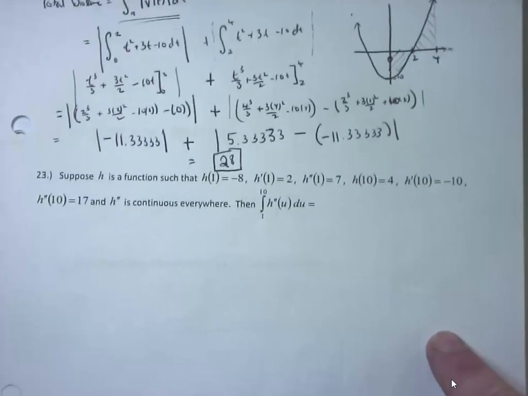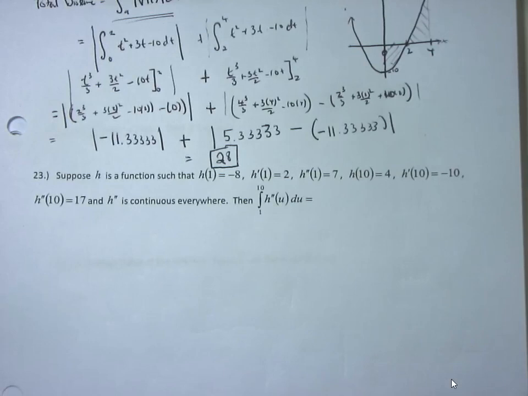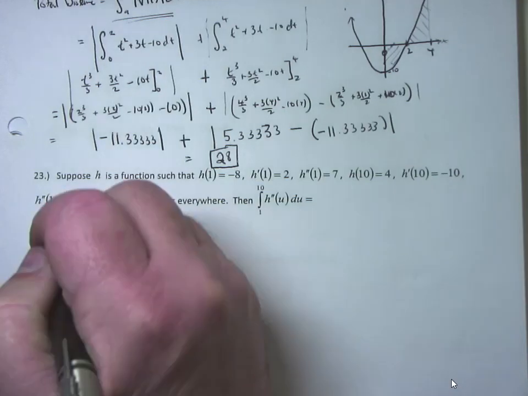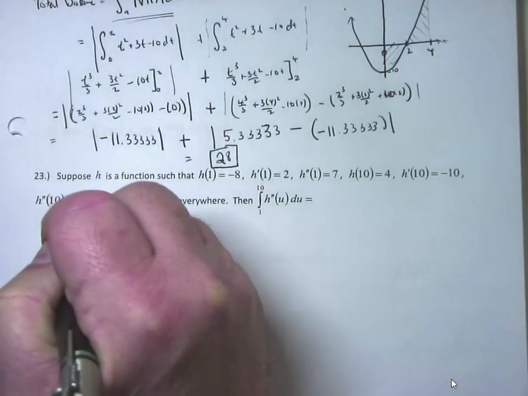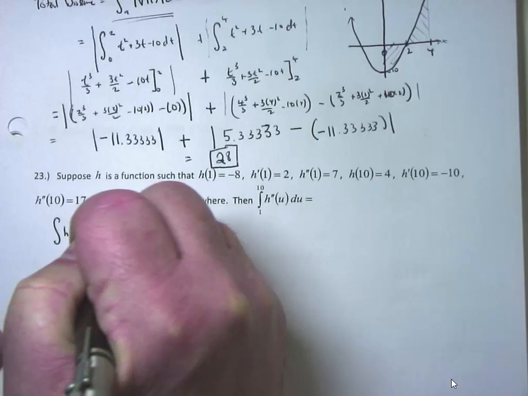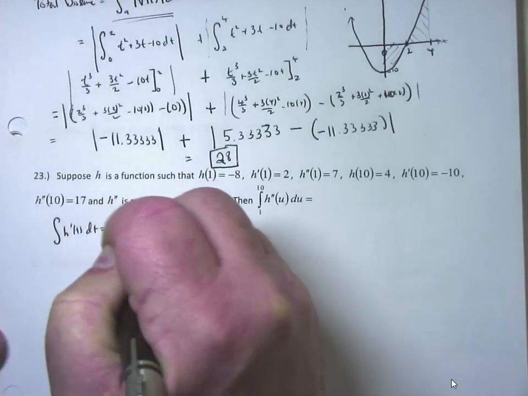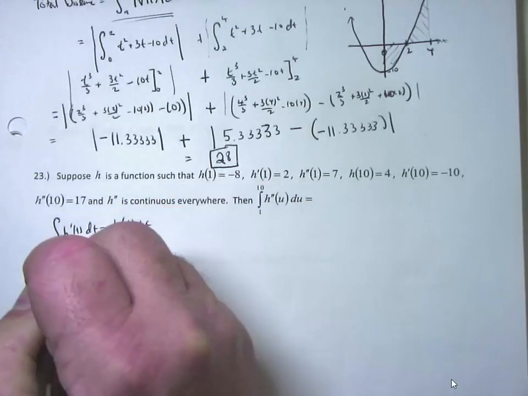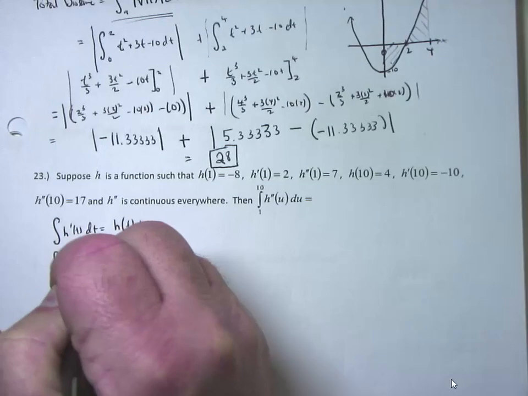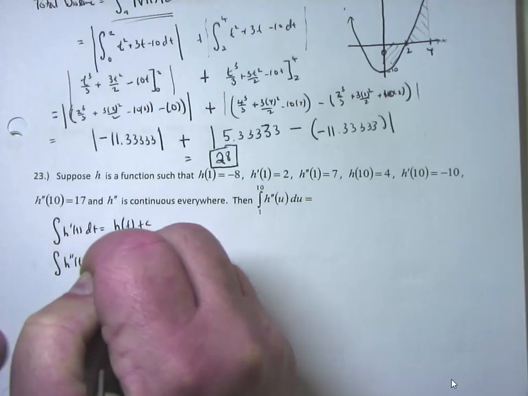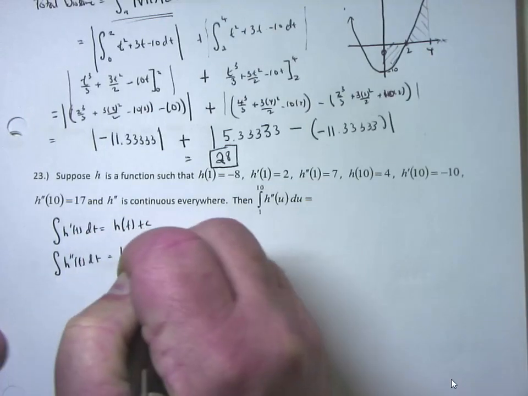All right, this next one. This is using the concepts of the integral. And remember, when I integrate a derivative, that gives me the original function back, up to a constant plus c. So when I integrate the second derivative, what do you think I'm going to get? The first derivative plus c.